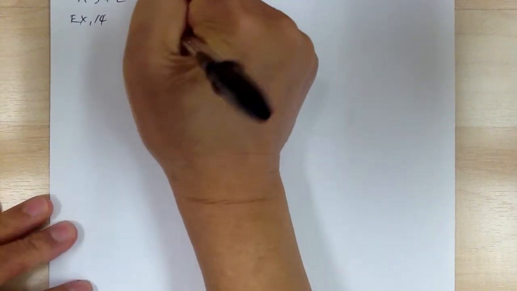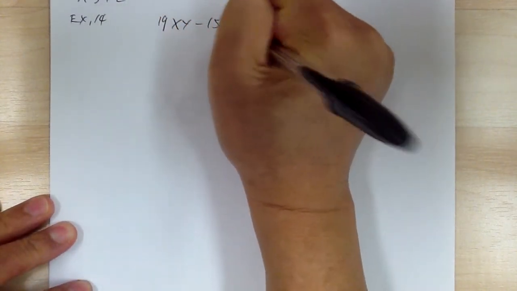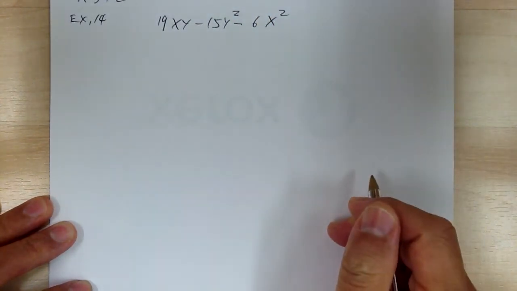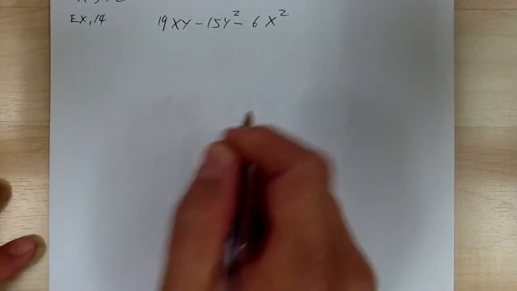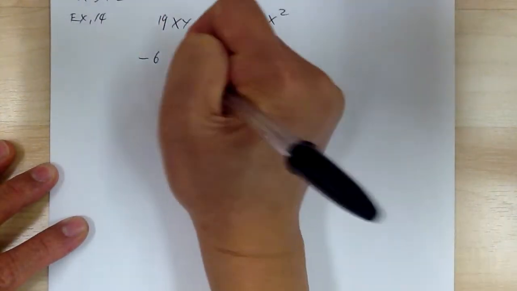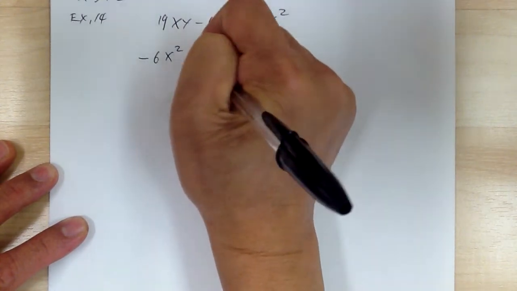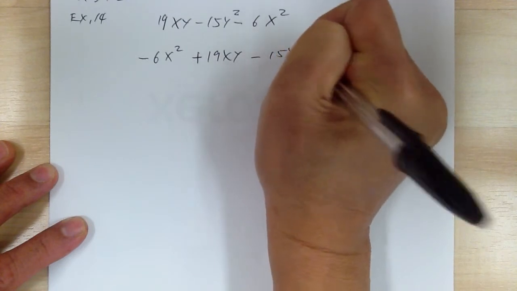So you have 19xy minus 15y squared minus 6x squared. What you want to do is, first, you need to arrange this in the correct order. So go ahead and arrange it so it would be negative 6x squared plus 19xy minus 15y squared.